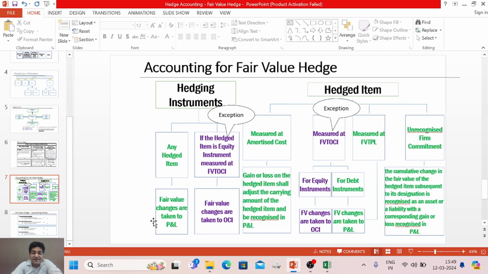For all other cases, whether on a hedging instrument or a hedged item, whether it is at amortized cost, whether the hedged item is measured at profit and loss, or there is an unrecognized firm commitment, all the fair value changes will be taken to the profit and loss account.